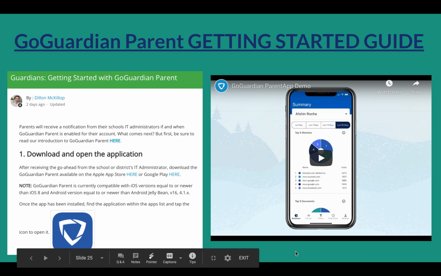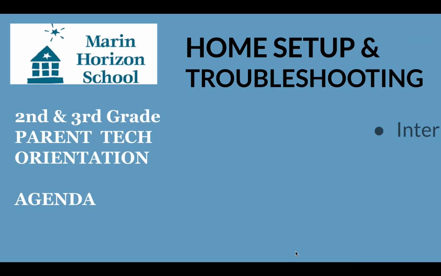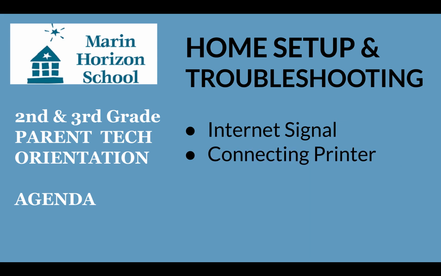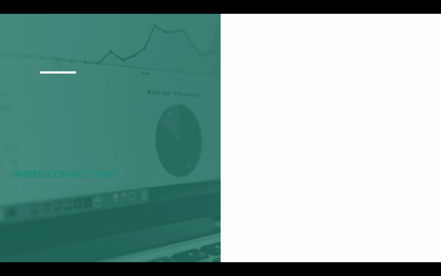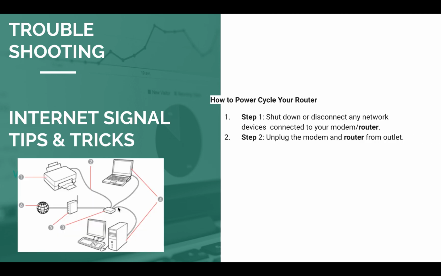The presentations are available on the Marin Horizon Technology website. And then as for some basic home setup and troubleshooting, let's talk about the internet signal, connecting your printer, computer issues, and Zoom issues. So basically, internet signal, you've got your wired connections and you've got your wireless connections.